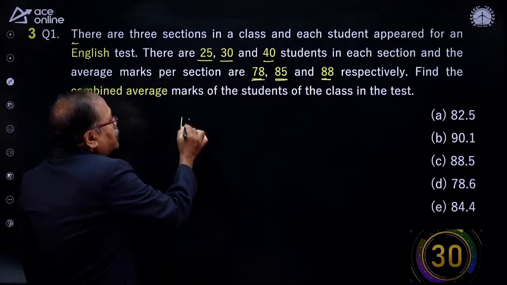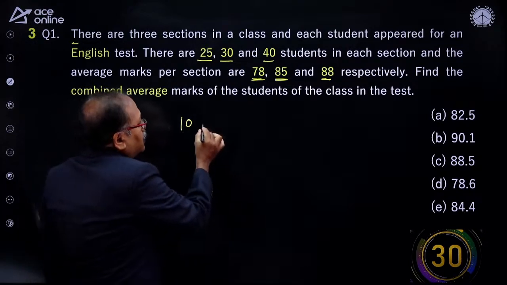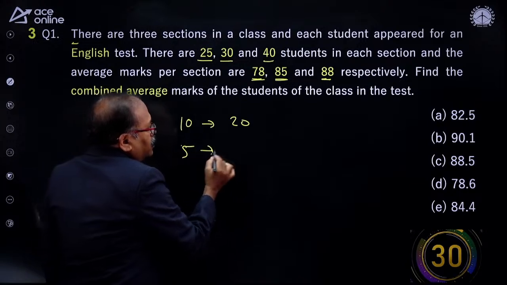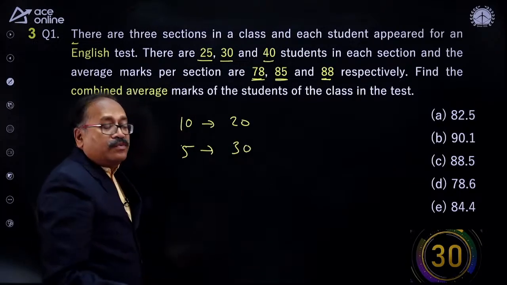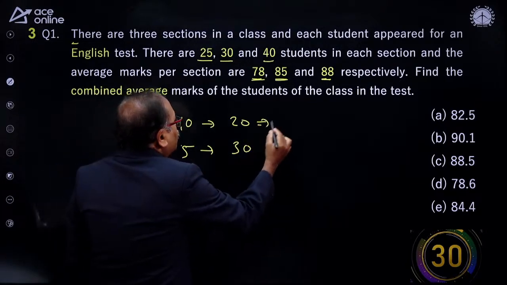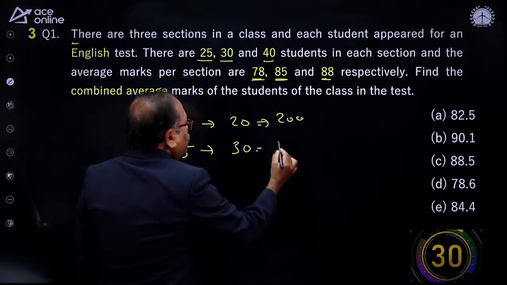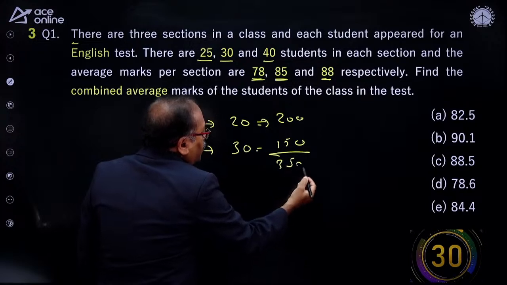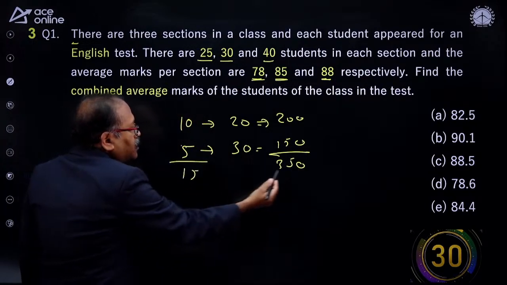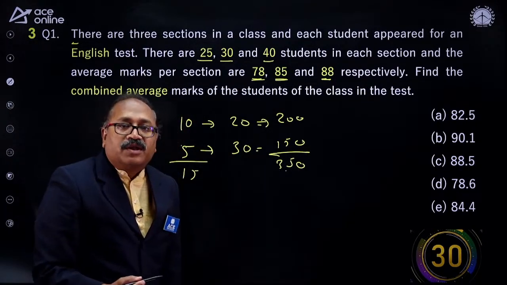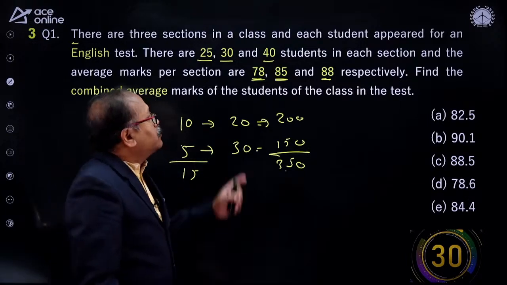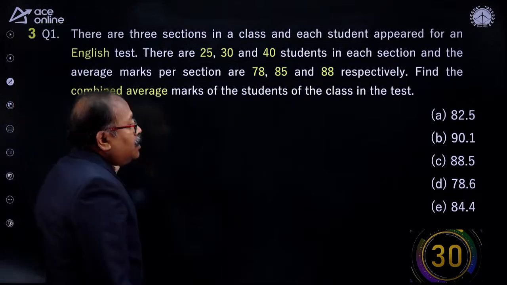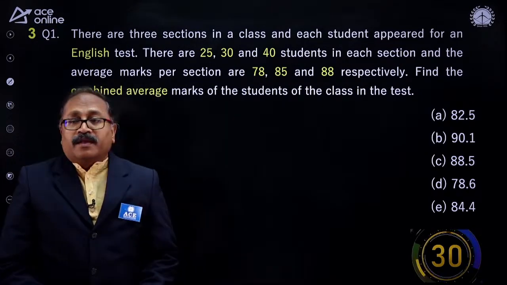You know that if I say 10 students are there with an average of 20, and another 5 students with an average of 30, what is the overall average? You will find the total here 200, and here 150. That means the total is 350 and the number of students is 15. So 350 divided by 15 is the overall average. But this is not the way to answer this particular question. So try this. I will give you 30 seconds.